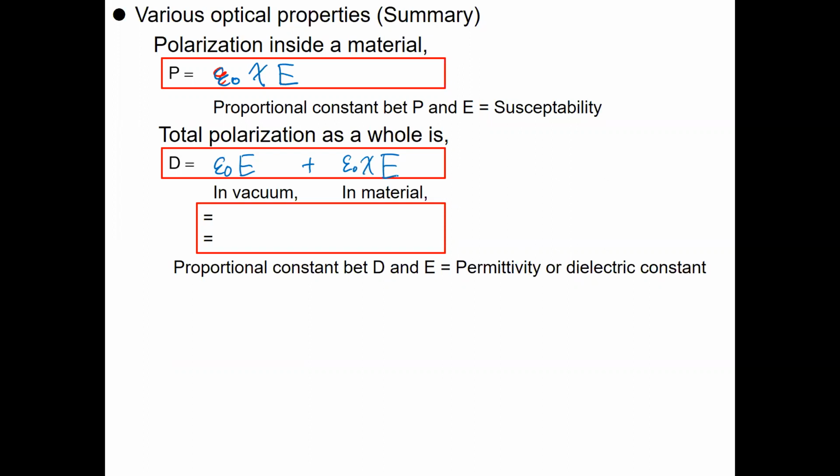In this case, we can describe the electric displacement as epsilon 0 times E plus epsilon 0 chi E. And then we can write this as epsilon 0 times (1 plus chi e) times E, and this 1 plus chi is summarized by epsilon. So this epsilon is a proportional constant between D and E, which is called the permittivity or dielectric constant. This is also frequently used as a material property.